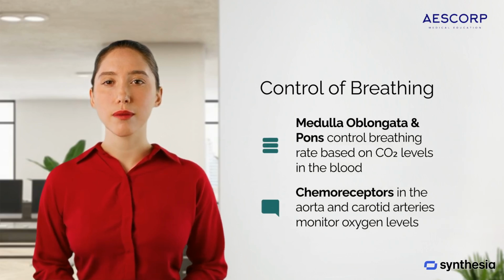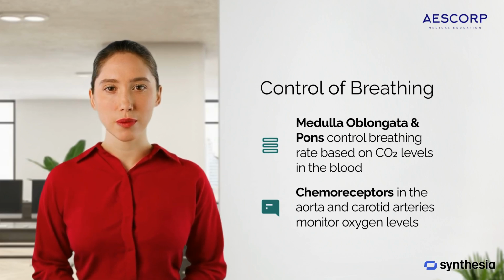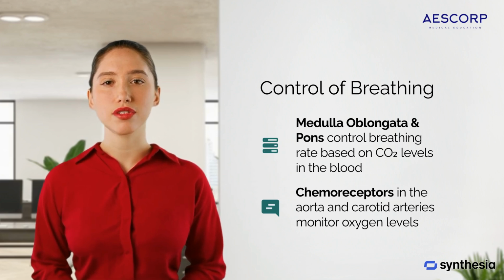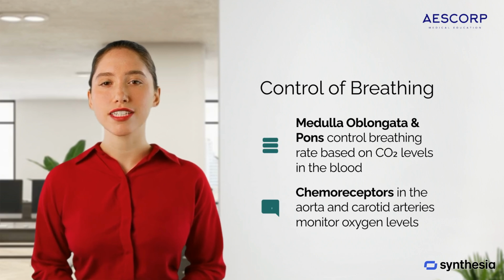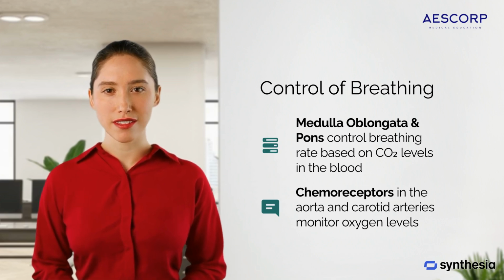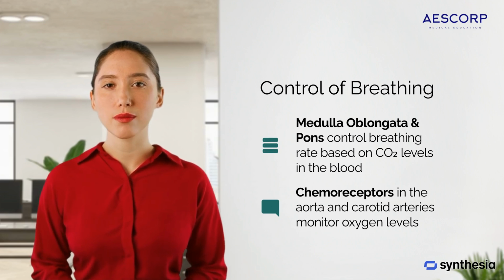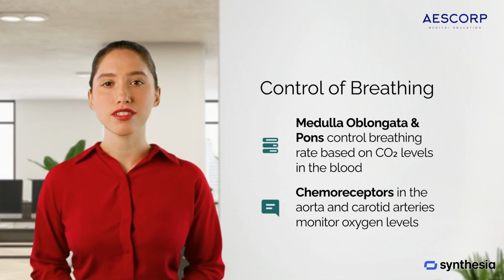Breathing is not just about moving air in and out, it's tightly controlled. The medulla oblongata in the brainstem is responsible for regulating the rate and depth of breathing, primarily by monitoring the levels of carbon dioxide in the blood. If carbon dioxide levels rise, the medulla signals the body to breathe faster to get rid of it. The chemoreceptors in the aorta and carotid arteries also monitor oxygen levels and send signals to adjust breathing rate if oxygen levels drop.